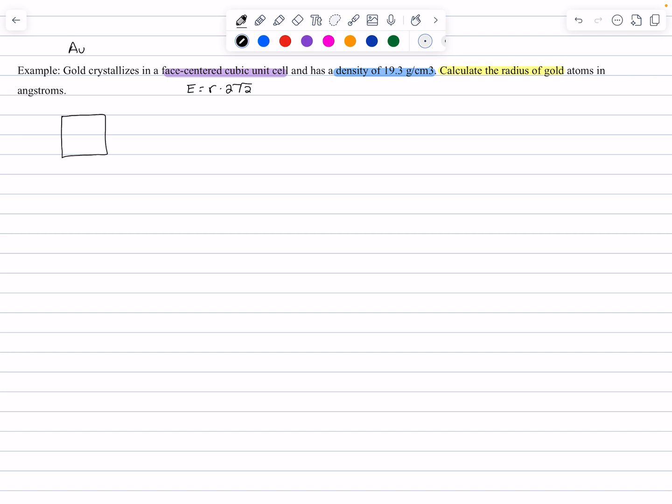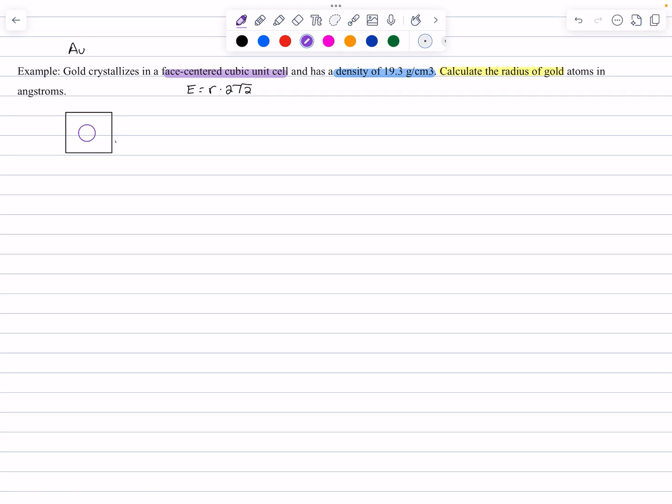I'm going to draw, well, that's not a square. Let's try that again. All right, let's make that kind of perfect. There we go. So face-centered, where are the atoms? I got one on the face, and so kind of in the middle there. And then we're going to have one on each corner. So one there, one there, one there, and one there.